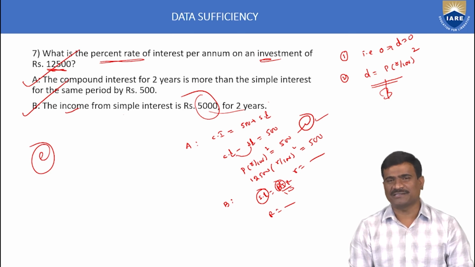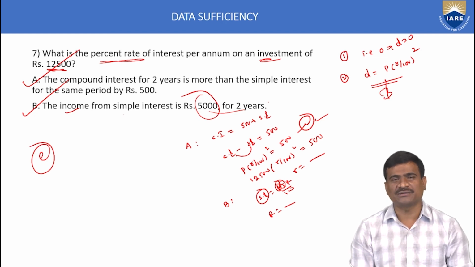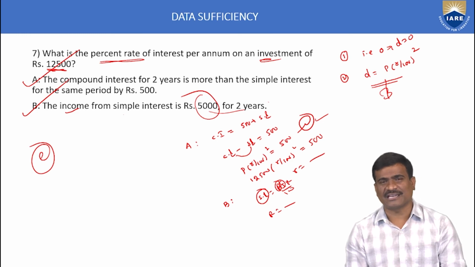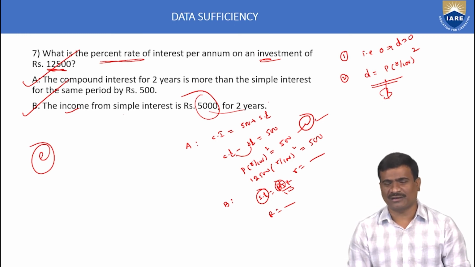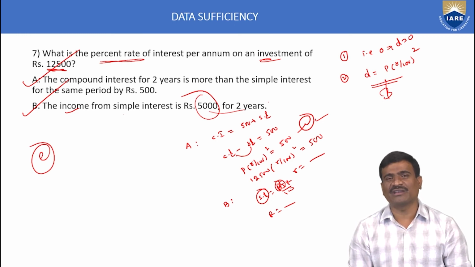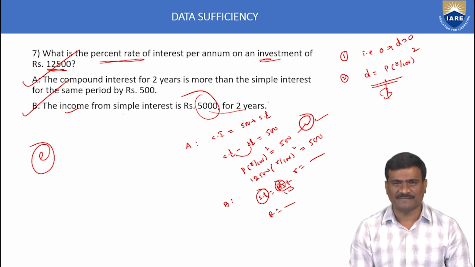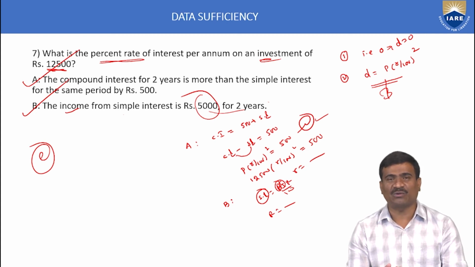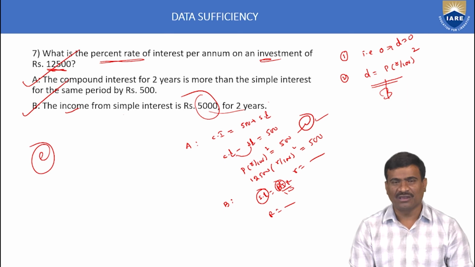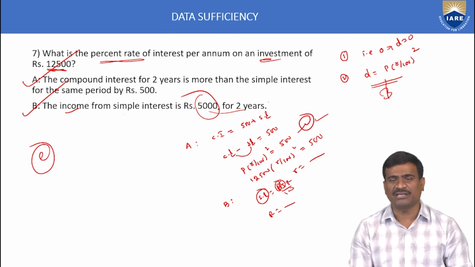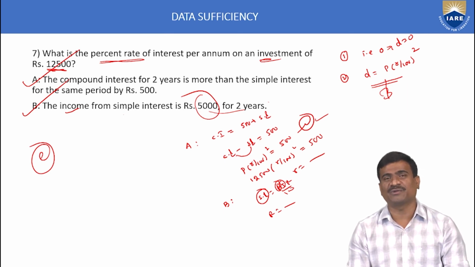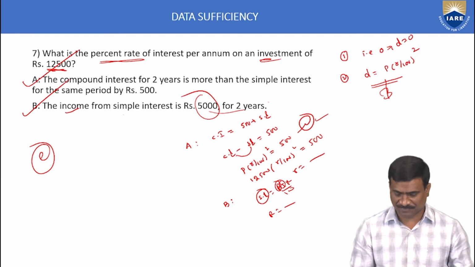Statement B implies that simple interest is 5,000 and principal amount is 12,500. Simple interest is equal to PTR by 100. All terms are given except the rate of interest. Then the second statement alone is also sufficient. A alone sufficient, B alone sufficient, either of the statements, option E.